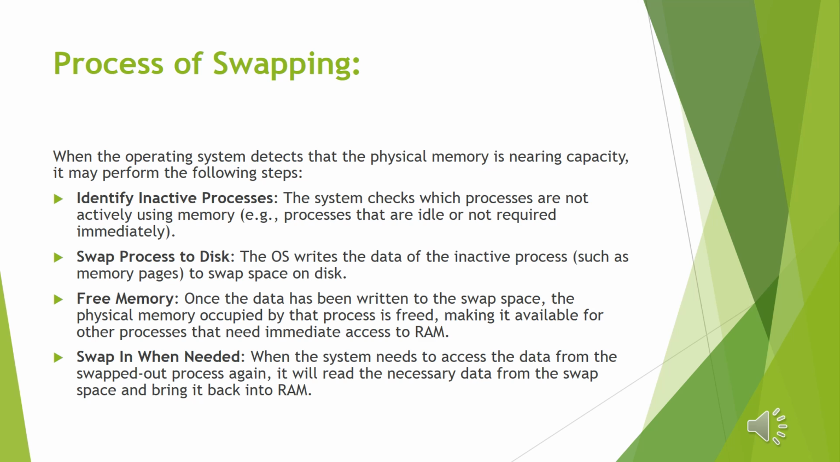So that is what happens in the swapping process. The first thing it does is identify which process is inactive. Then when it identifies the inactive one, it will swap it from the memory into the disk. Then it will bring in the new process that wants to access the memory. It will bring it into the free space. That is what happens in the process of swapping.